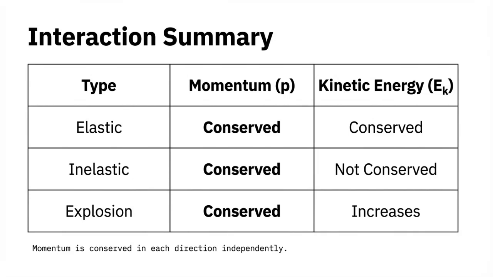When we look at different types of interactions, momentum is always conserved, regardless of whether the collision is elastic, inelastic, or an explosion. In an elastic collision, both momentum and kinetic energy remain conserved, meaning the objects rebound without permanent deformation. In an inelastic collision, momentum stays conserved, but kinetic energy is not conserved because some energy is lost to deformation or heat as objects stick together or change shape. During an explosion, momentum is still conserved within the system, but the kinetic energy increases due to the internal forces causing the parts to separate and move apart more rapidly.